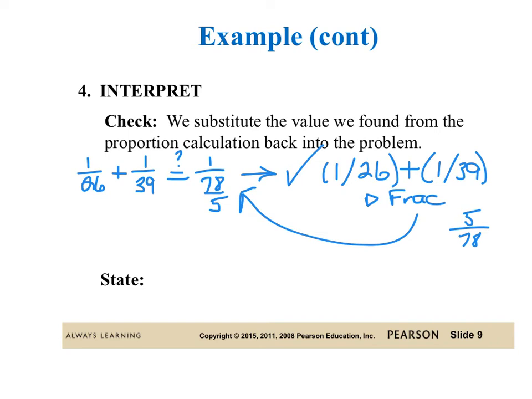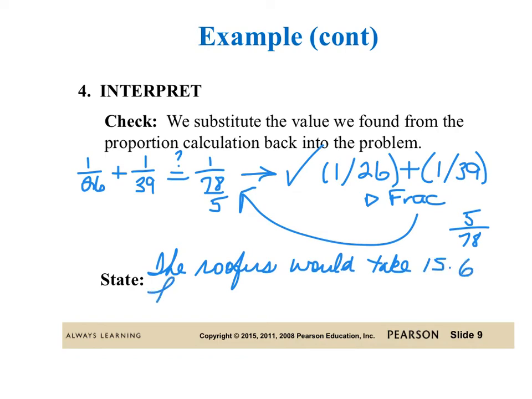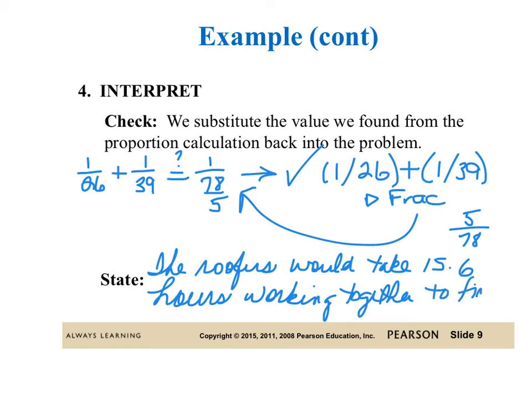So the statement that answers the question is, the roofers would take 15.6 hours working together to finish the job. So we have stated our answer in a sentence that answers the question posed in the problem.